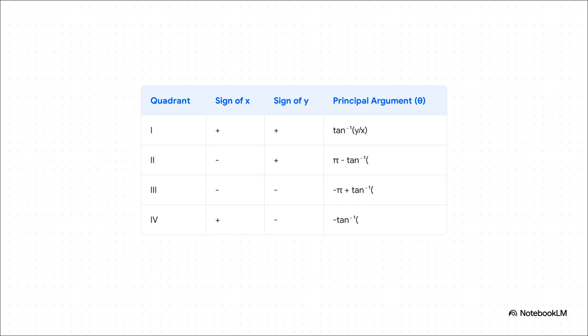Now, finding that angle, the argument, can be a little tricky. If you just punch it into a standard calculator, you can get the wrong answer sometimes, depending on which quadrant your point is in. So we use these simple rules to make sure we get the exact right angle every time. It's called the principal argument.